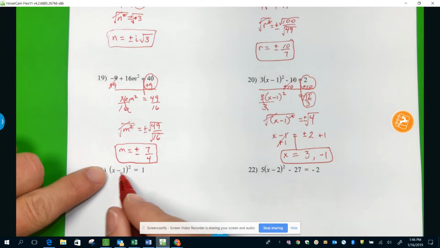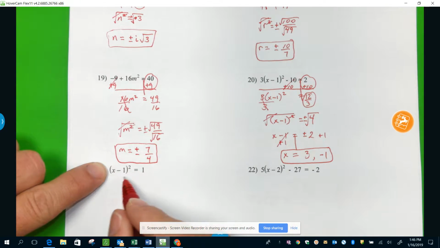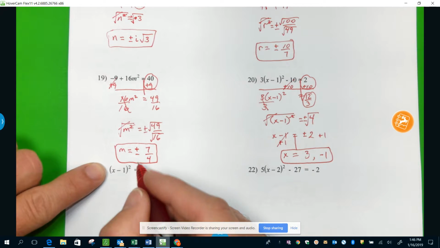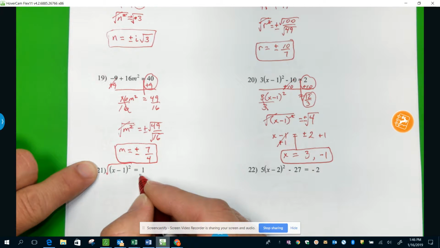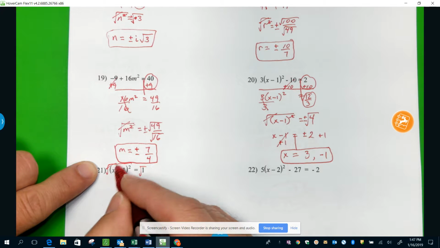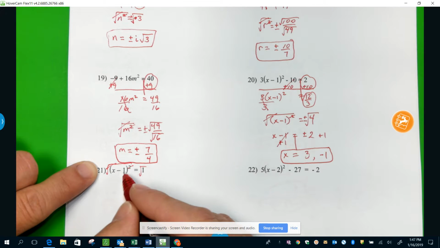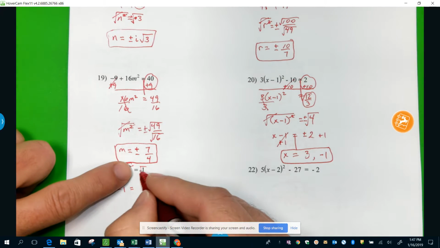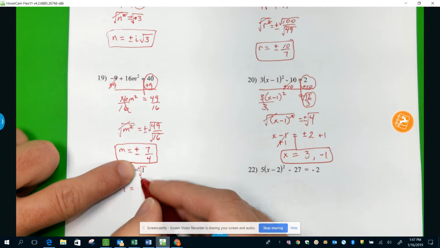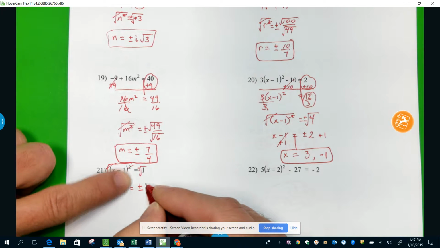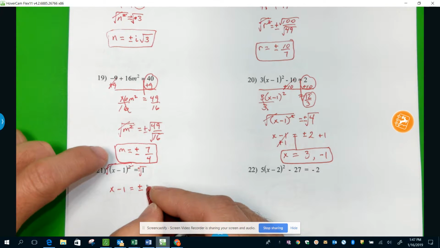21, my squared is outside the parentheses, so I need to isolate my parenthesis. Well, it already is. Nice. So we can go ahead and square root both sides. When I square root the left, the square root cancels the square, so I'm just left with x minus 1. On the right, don't forget to put your plus or minus in front of your square root. So I've got plus or minus, the square root of 1 is just a 1.